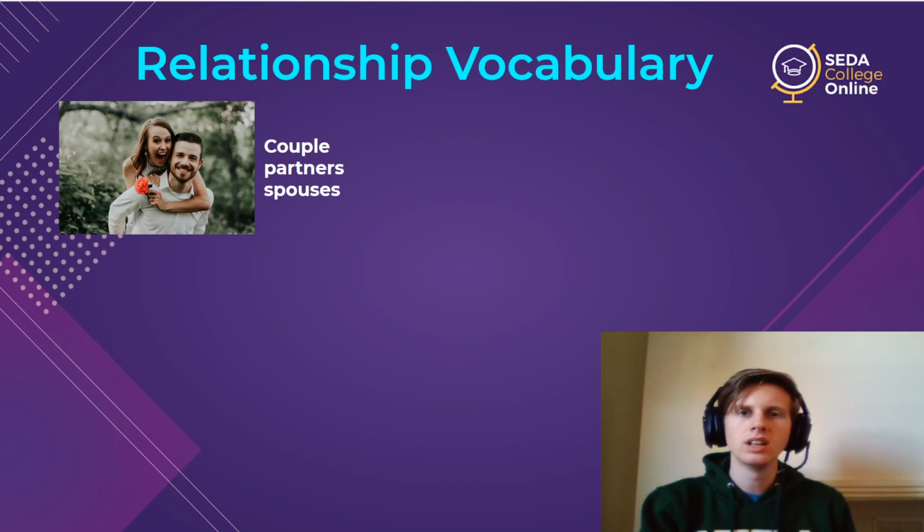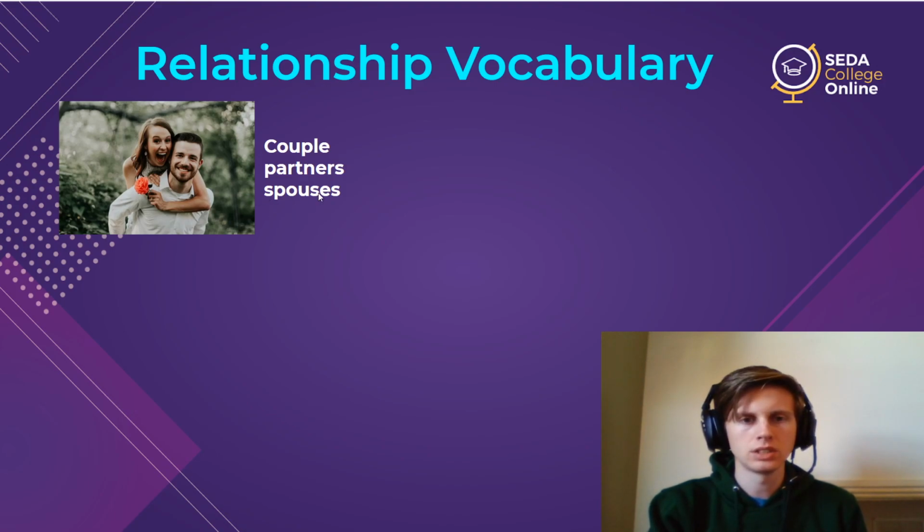Those are the most common words to describe two people. Before marriage, you're a couple, you're partners, you're engaged. After marriage, you are spouses. So this is the key word for two people who are married. They are spouses. And you can use it in the singular, a spouse, as well.